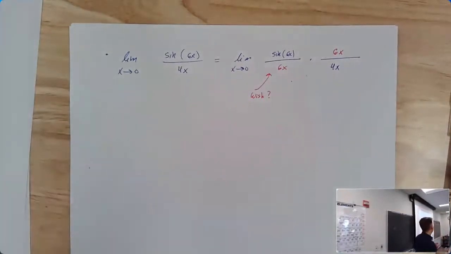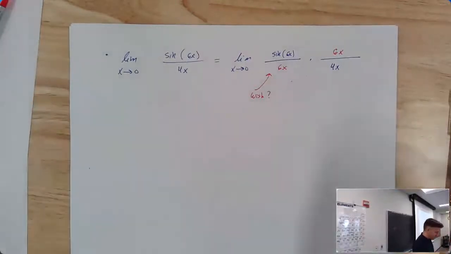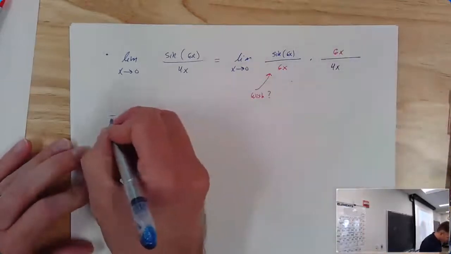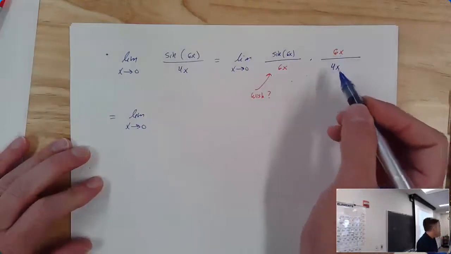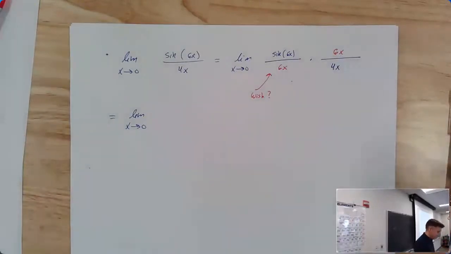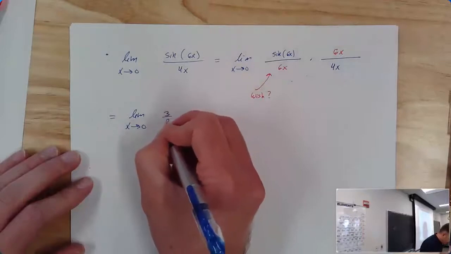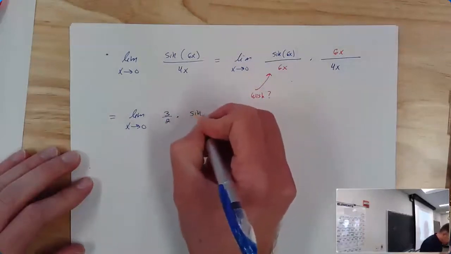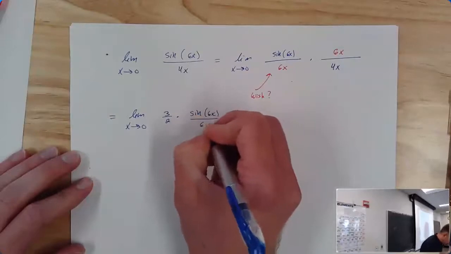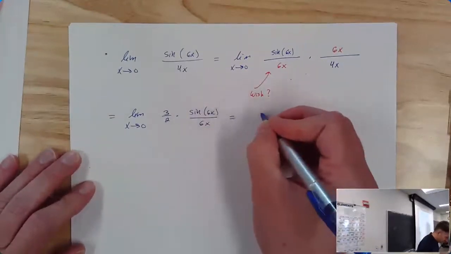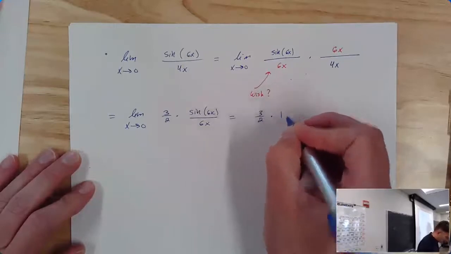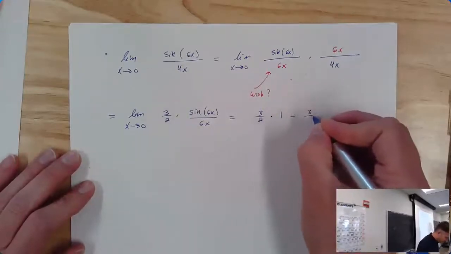There are other ways of getting there. This is just the way I've always imagined it, and it seems to work pretty well. So I wish I had that, but now look what I've got. If I simplify this a little bit, I have the limit as x approaches 0 of 6x over 4x reduces to 3 halves. The x's cancel. I have 3 halves times sine of 6x over 6x. The limit of this part is going to be 1. This is going to equal 3 halves times 1, which is 3 halves.